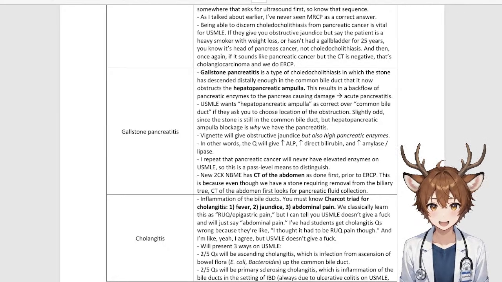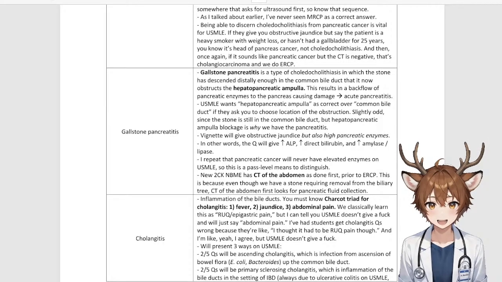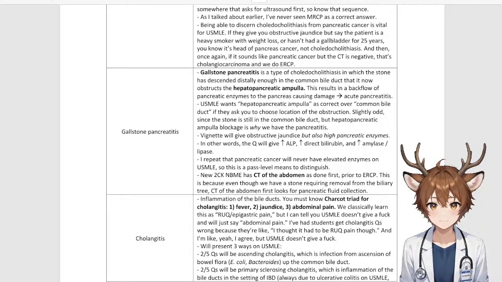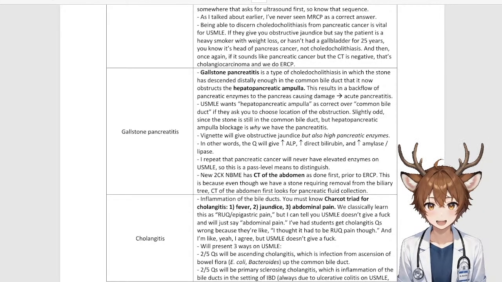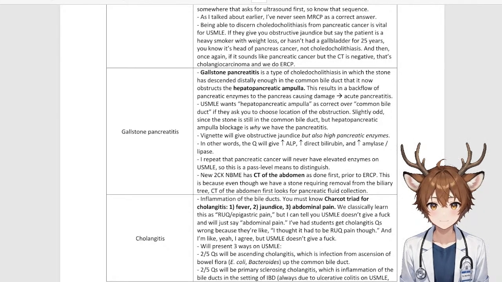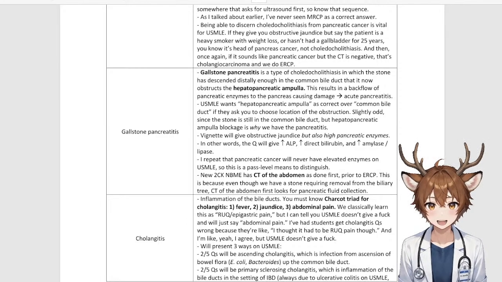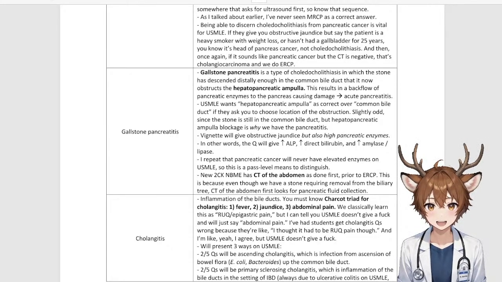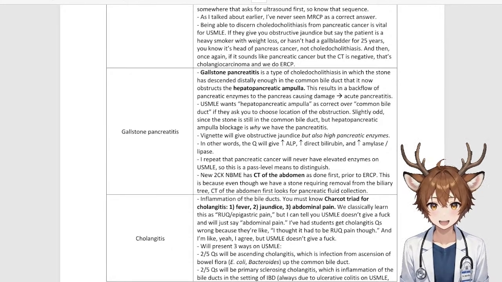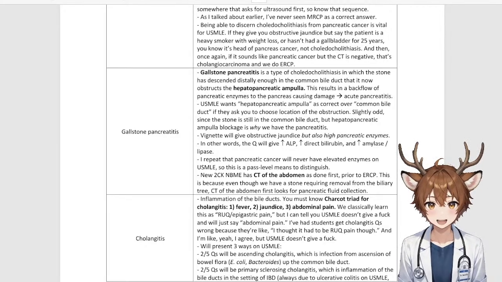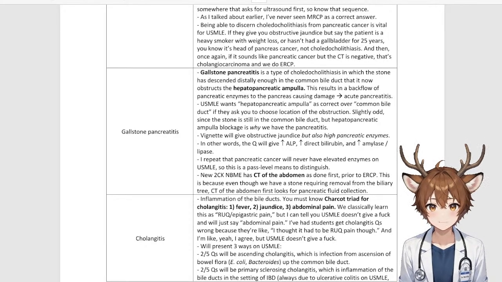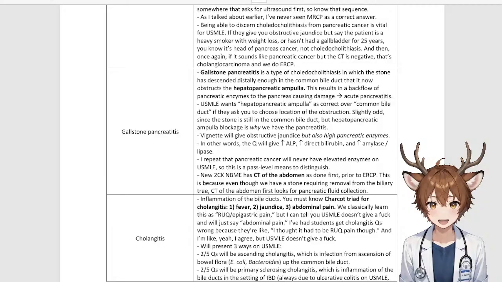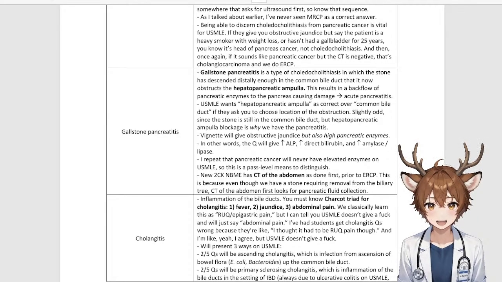If they ask you to choose the location of the obstruction, it's slightly odd since the stone is still in the common bile duct, but hepatopancreatic ampulla blockage is why we have the pancreatitis. The vignette will give obstructive jaundice, but also high pancreatic enzymes. In other words, the Q will give you an increase in ALP, increased direct bilirubin, and an increase in amylase and lipase. I repeat that pancreatic cancer will never have elevated enzymes on USMLE. So this is a pass level means to distinguish.